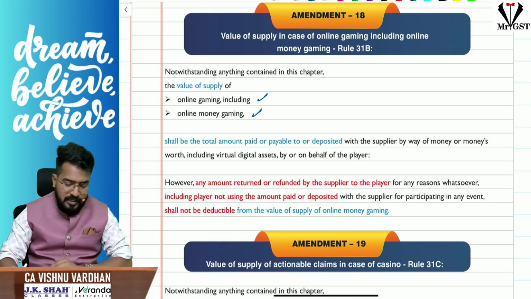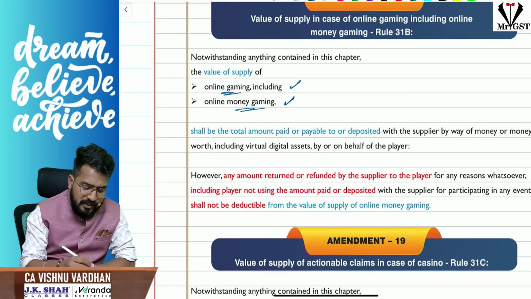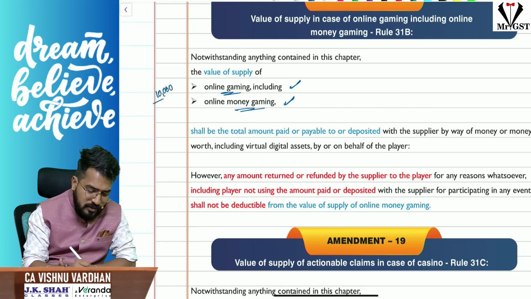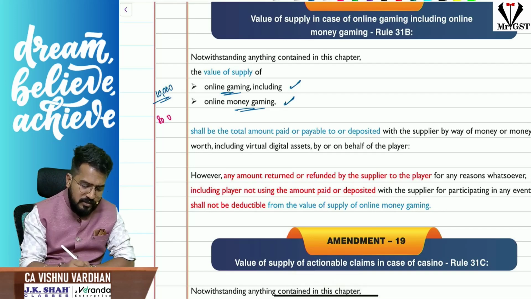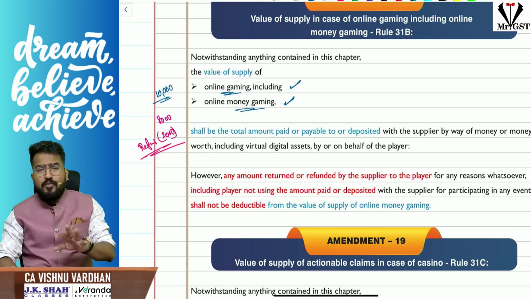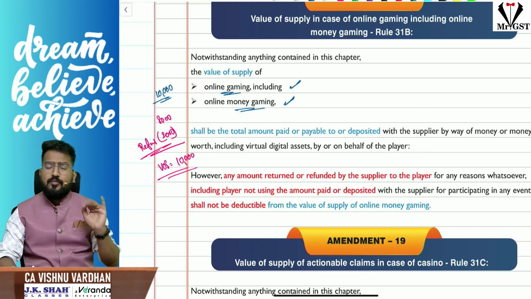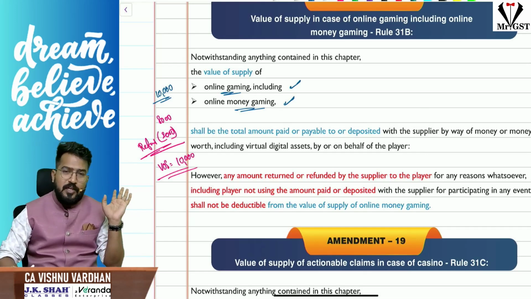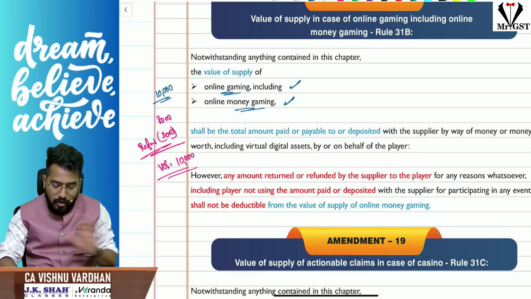So what is the value of supply here when you are going through online money gaming or online gaming, all the stuff? Sir, imagine for playing that game, you have deposited 10,000. That 10,000 will be value of supply. Sir, I have used only 8,000, and 2,000 they have refunded to me. Now, what will be the value of supply? The value of supply still will be 10,000. That means once you have deposited the amount, whatever you have deposited, that amount will become the value of supply, because they have refunded it or returned it to you, whatever reasons, that will not be considered.